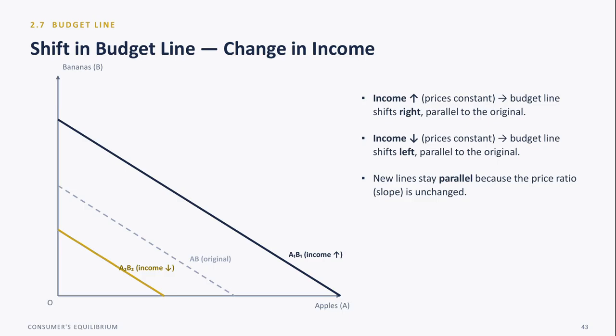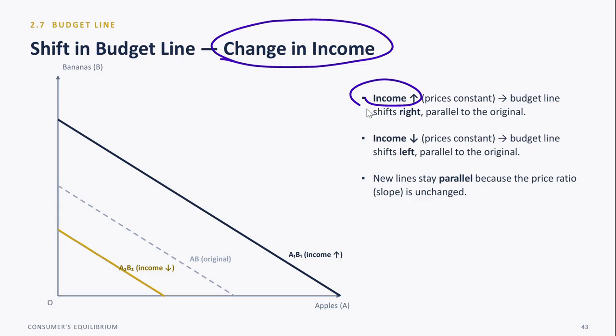Alright, now shifts in the budget line. The first factor is change in income. Let us see what happens to the budget line when the income of the consumer changes. For example, when income increases, prices are constant. That means prices have not increased or decreased. It is the same as it was before. Only the income of the consumer has increased.